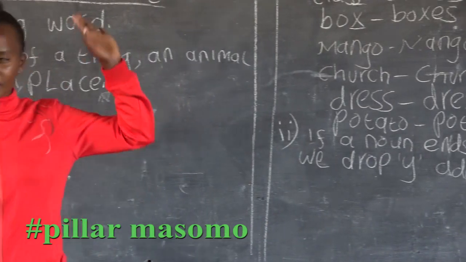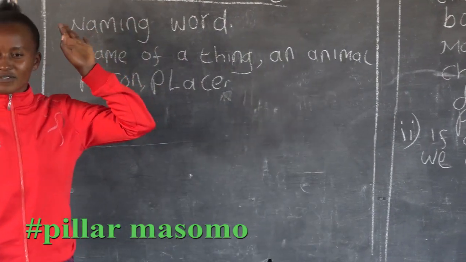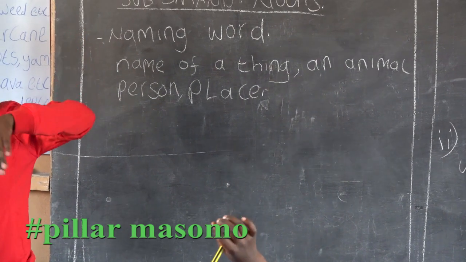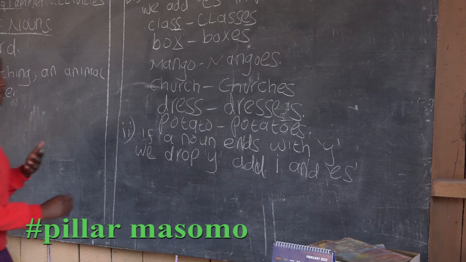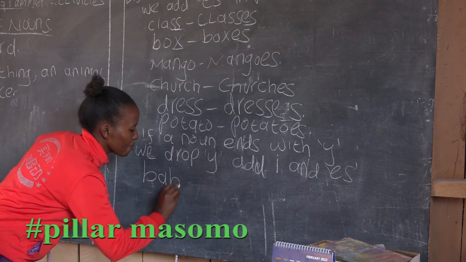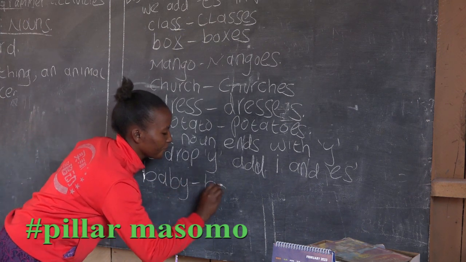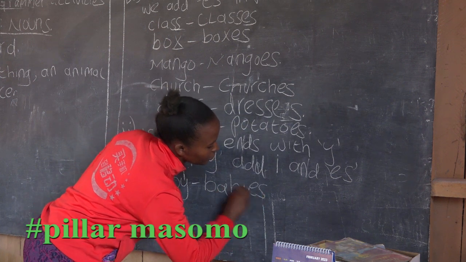Who will start for us with an example? Dropping the Y, adding the... Baby. What is the plural of the word baby? Babies.